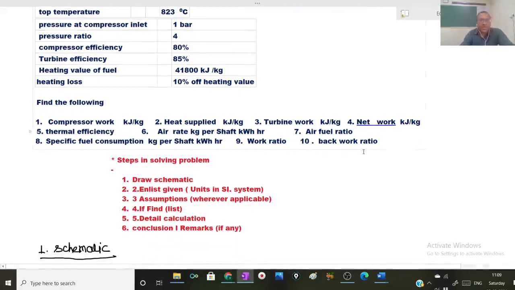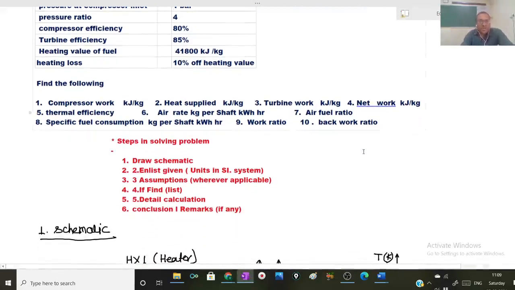So let us solve this problem. Now, in general, whenever you are solving a problem, particularly in thermal engineering subject, it is suggested you must follow these 6 general steps. Number 1, try to draw the schematic of the problem. Try to draw the schematic of the system involved.